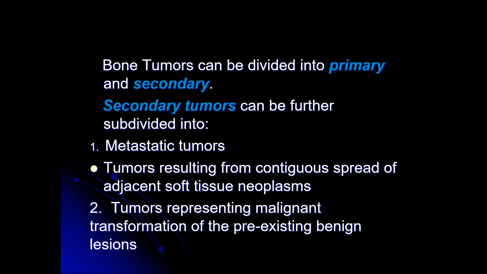Bone tumors can be divided into primary and secondary. Secondary tumors can be further subdivided into metastatic tumors, tumors resulting from contiguous spread of adjacent soft tissue neoplasms, and tumors representing malignant transformation. We're getting benign lesions that we should develop an experience on. What should we be aware of? Because these benign tumors can undergo malignant transformation.